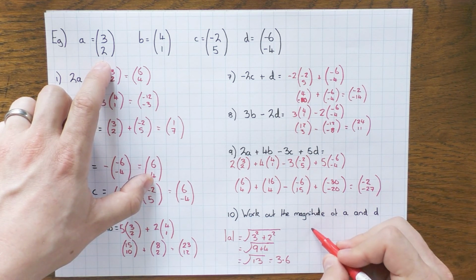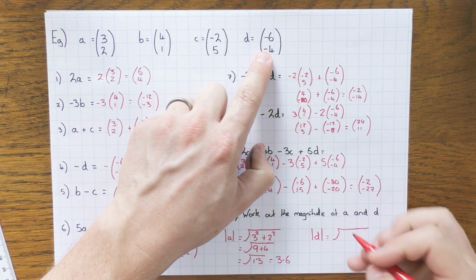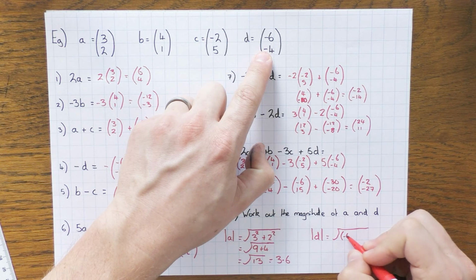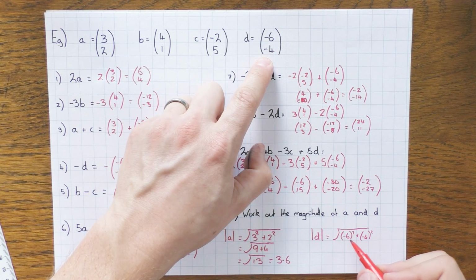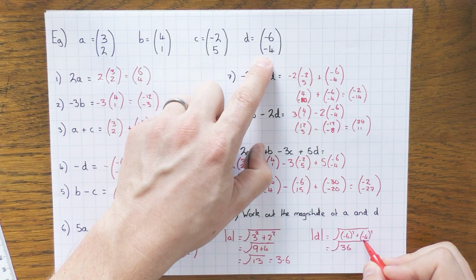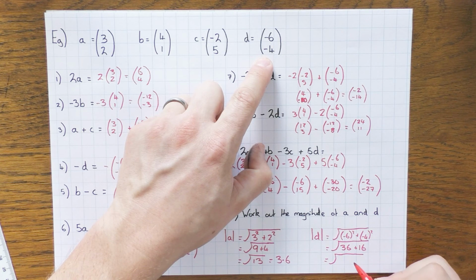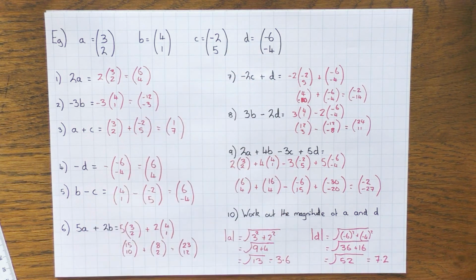And same with this one here, the magnitude of D. Again, having the negatives doesn't matter, but I'll write them in. So minus 6 squared plus minus 4 squared. So minus 6 squared is just the same as 6 squared, which is 36. Minus 4 squared is just the same as 4 squared, which is 16. Add the two together to get the square root of 52, which again I believe to one decimal place is 7.2.